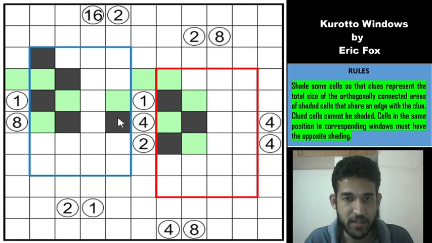So this will be shaded, and because this is going to be a stream of 4 connected shaded cells, this will be unshaded because then 2 will be violated. So this will be unshaded and this would have to go further. So we have 3 shaded cells. Now we need one more. Either this may be shaded, or this may be shaded, or this may be shaded.